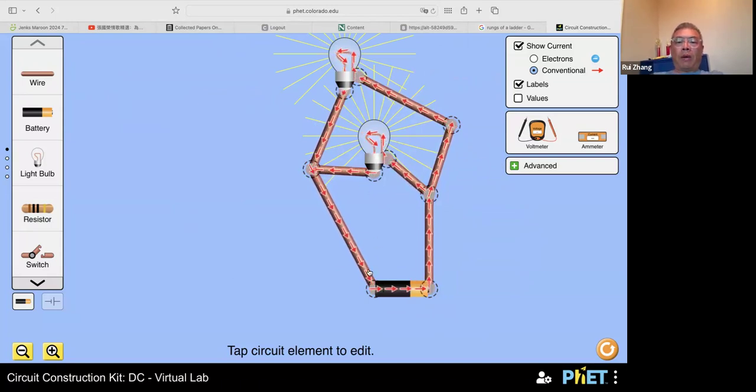So what do we mean by in parallel? As you see here, the current can go down two branches. At this point, the current splits. One branch goes to the first light bulb, the other branch goes to the second light bulb, and then they come back together here. So you have more than one branch. That's what we mean by connection in parallel. If you break this branch, this other branch will still be there. This is what it looks like in parallel.